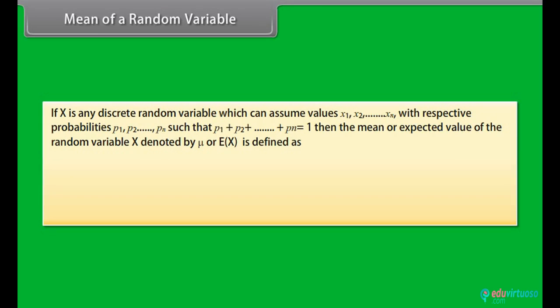Mean of a random variable. If x is any discrete random variable which can assume values x1, x2 up to xn with respective probabilities p1, p2 up to pn, such that p1 plus p2 plus up to pn is equal to 1, then the mean or expected value of the random variable x, denoted by mu or E(x), is defined as mu equal to E(x) equal to summation from i equal to 1 to n of pi xi, where summation from i equal to 1 to n of pi is equal to 1.